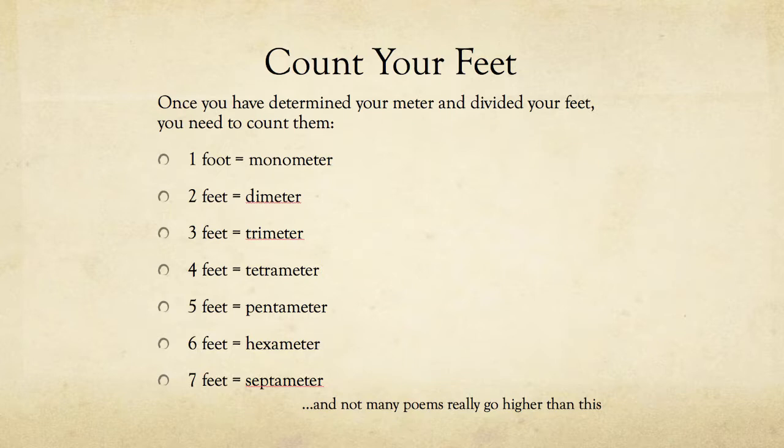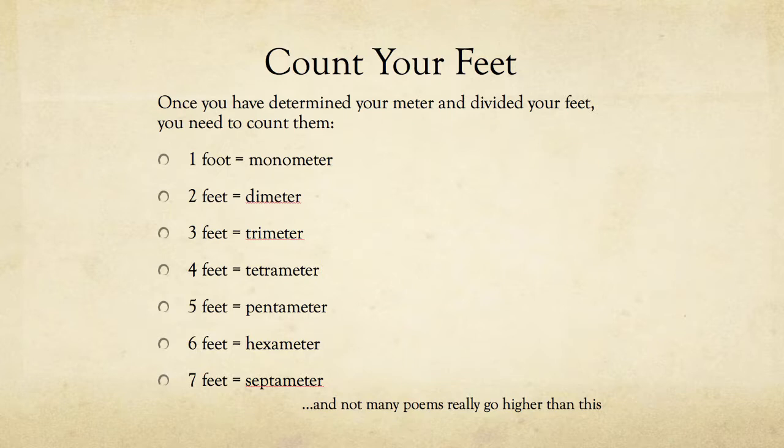Because you have two 4-foot lines, I would say the poem is tetrameter, even though you have lines consisting of different types of feet or meter. So it's whatever is predominantly, or sort of your overall average, that you would call it.